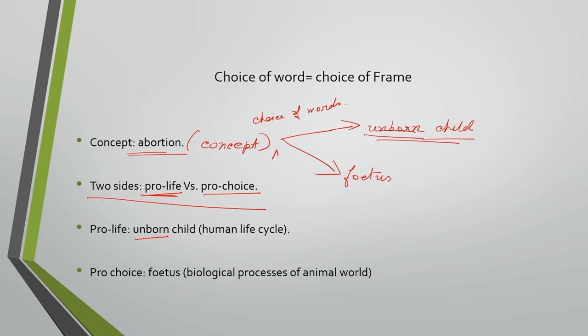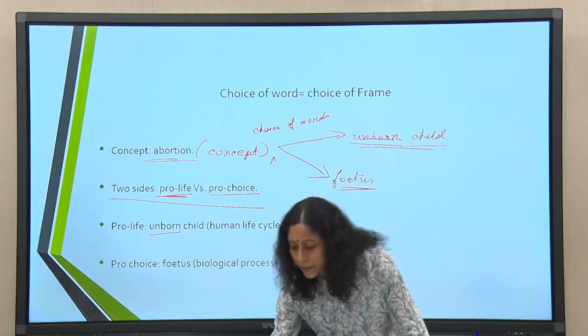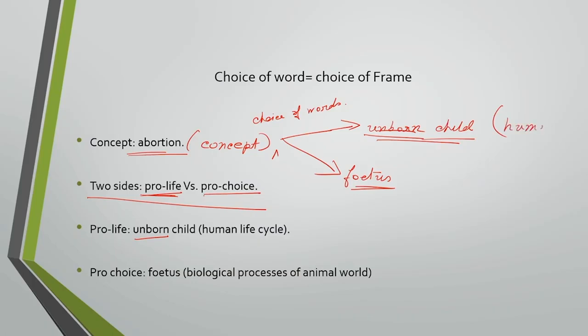An unborn child cannot protest, cannot talk about himself and cannot protect itself and so forth. On the other hand, if you talk about the same entity as a fetus, we are distancing the same entity from the emotional side of the story. We are placing it simply as a biological entity. With the unborn child, we are using the human life frame and all the sentimentality attached to it. However, by using the word fetus, we are simply putting it in the larger biological domain, which is more or less objective.